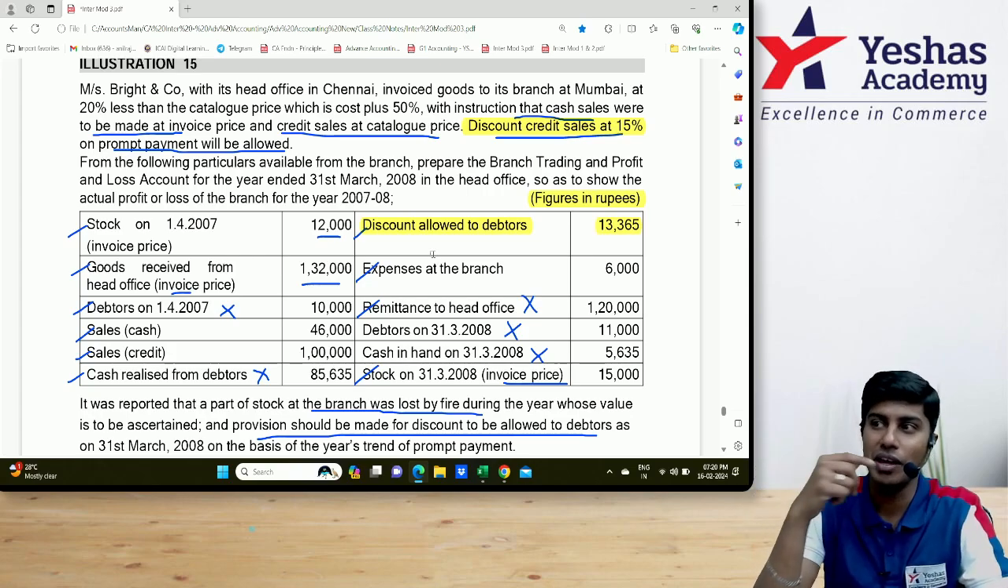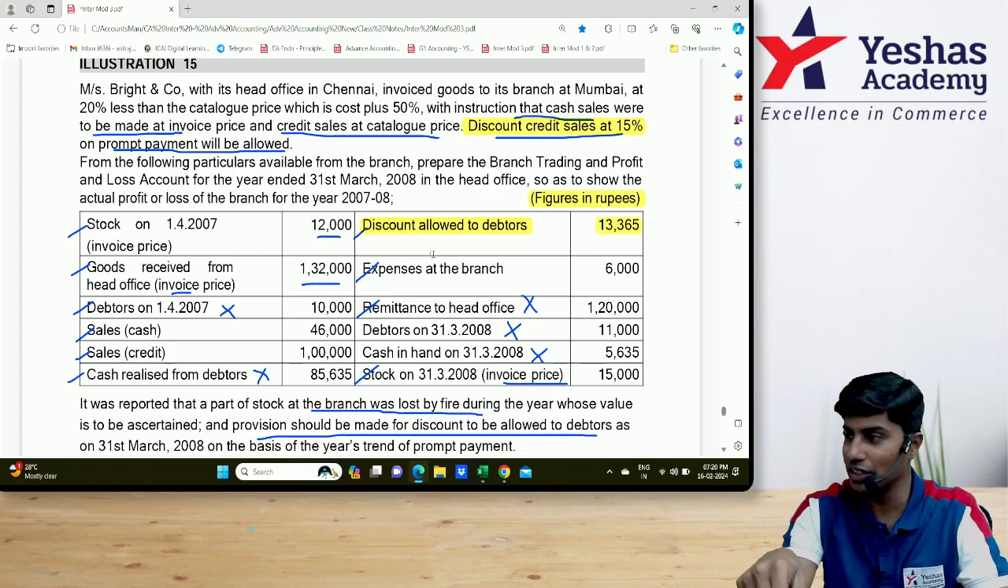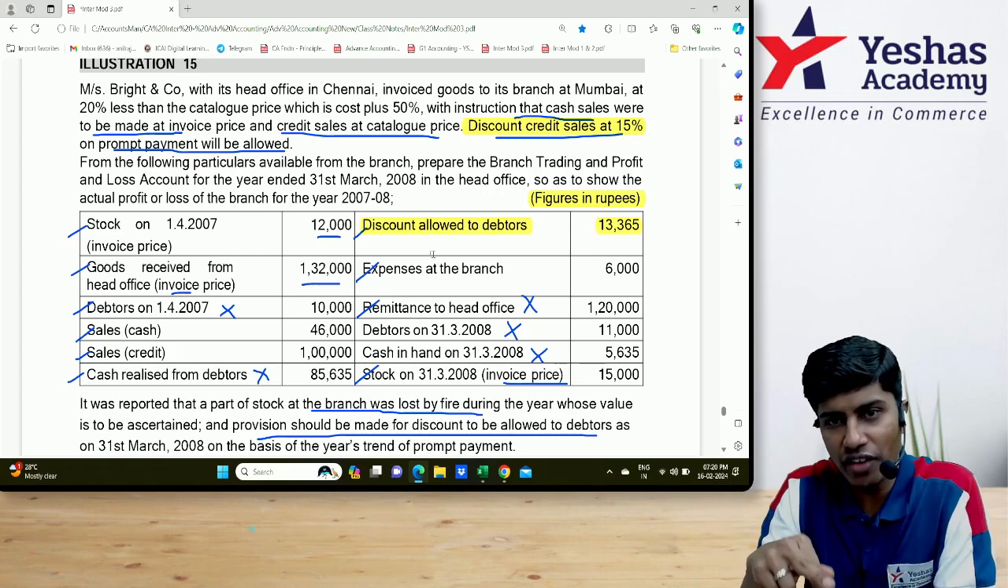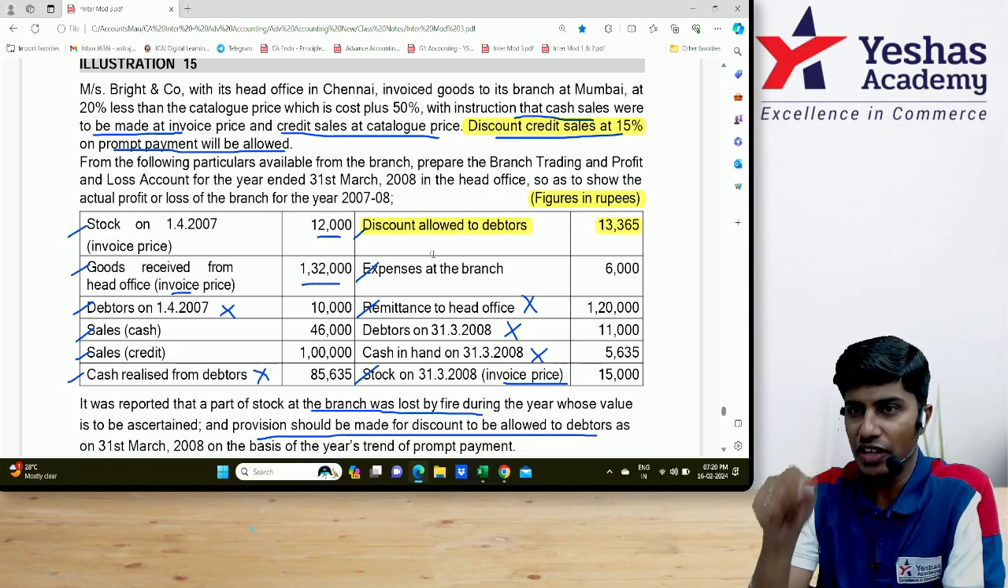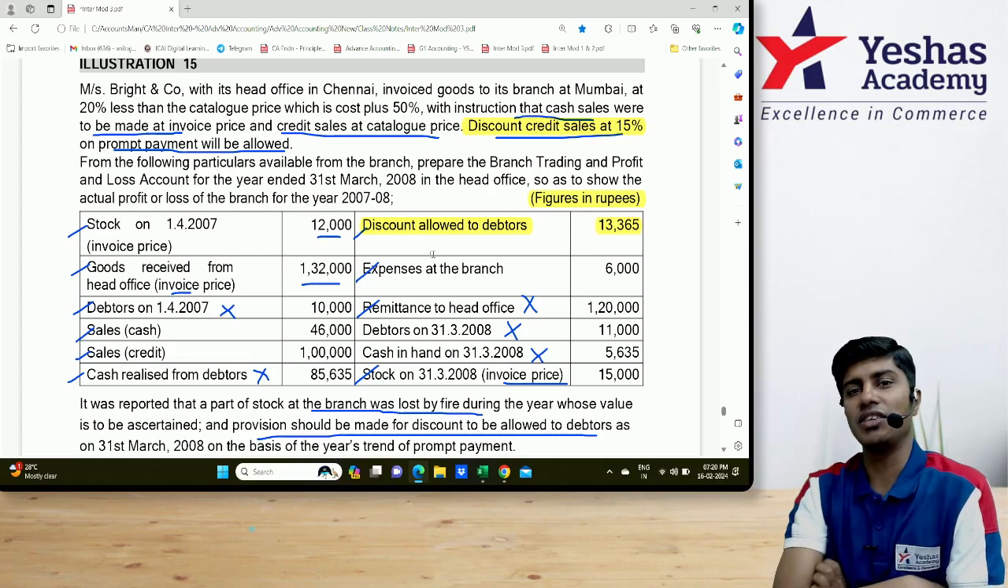How much money did they pay? There are 2 ways. 13,365 divided by 15%. If it is 15%, how much is 100%? Then minus 13,365.